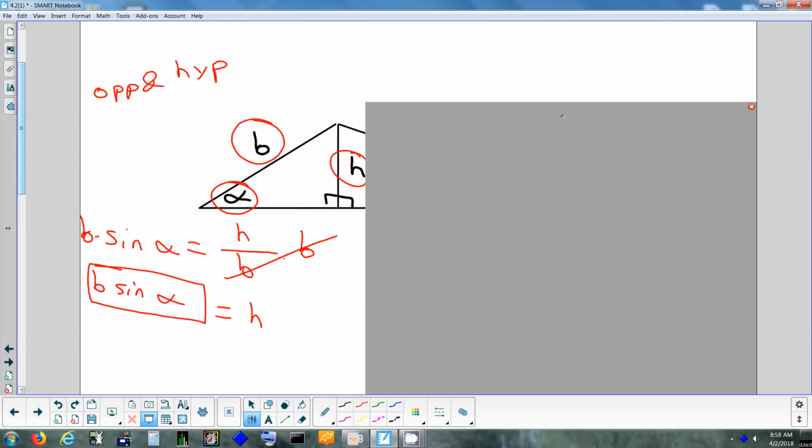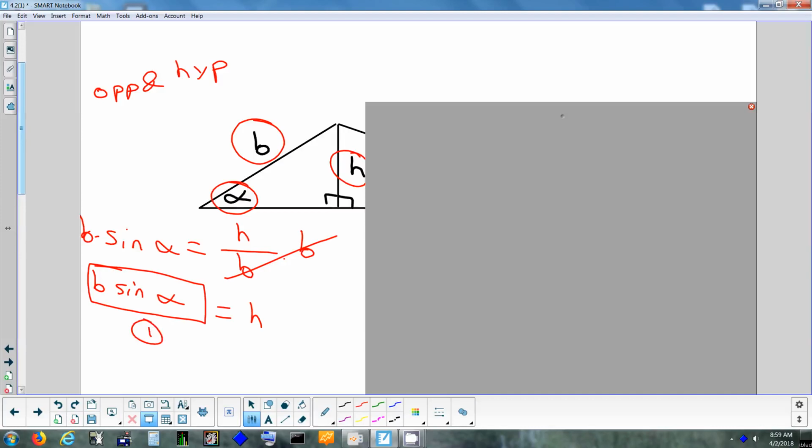So if I gave you alpha and I gave you B, all you'd have to do is plug them into that formula and you could find the height of that triangle. Any questions on that box? Okay, just to give that a name, let's call it box 1. Okay, we're going to do box 2 right now.